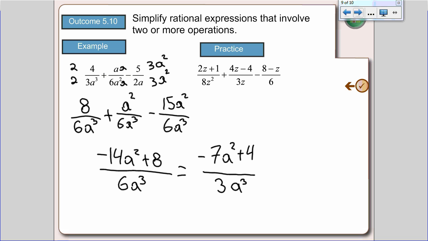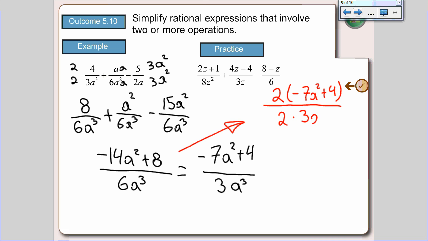You could bring it over here. And on the top you could factor a 2 out, right? That's what you want to do. So 2, and you're left with negative 7A squared plus 4. And then on the bottom, you could factor that to be 2 times 3A cubed. And they cancel out. And that's why I just skipped that step. But that's why it works. That's a great question, because it looks like we factored. We did factor. We just skipped that step.